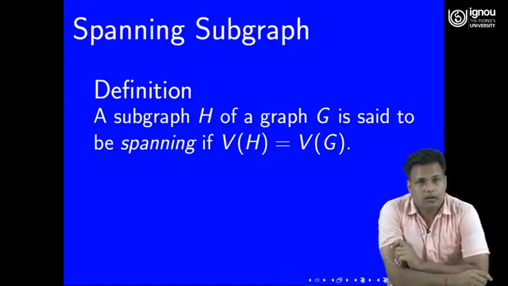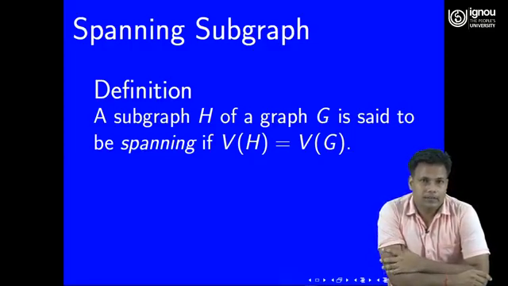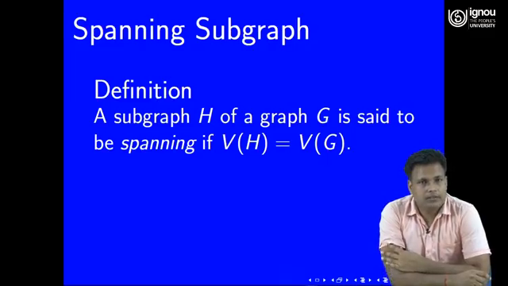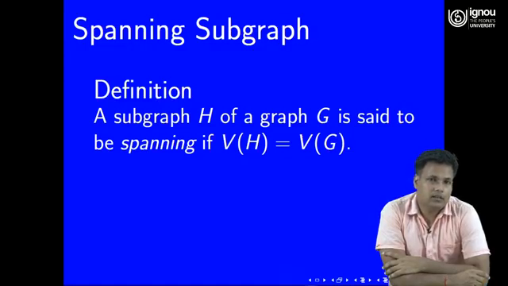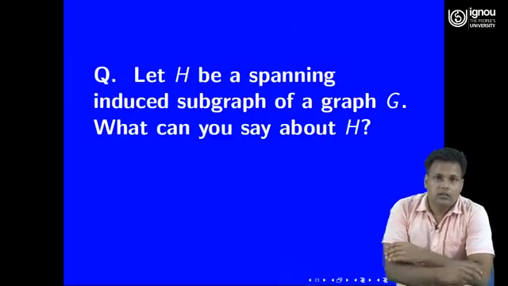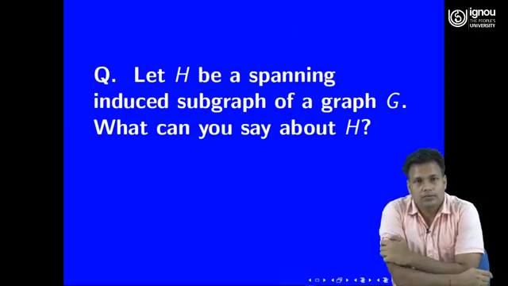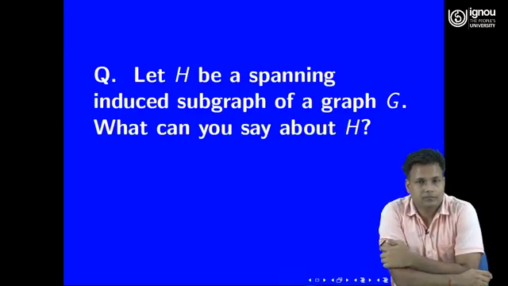Likewise, like the concept of induced subgraph, there is a concept of spanning subgraph. A spanning subgraph is nothing but a subgraph that contains as many vertices as the graph itself. That means it contains all the vertices of the original graph. Now, we ask you the question: let H be a spanning induced subgraph of a graph G. Spanning induced means that H is a spanning subgraph as well as an induced subgraph of G. So what can we say about the graph H itself?